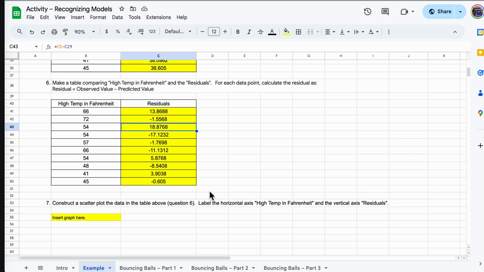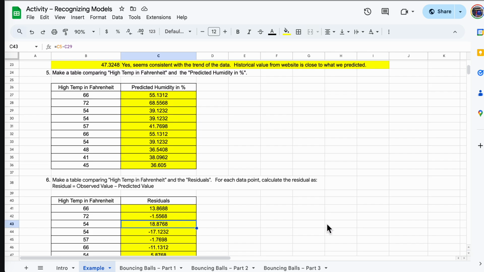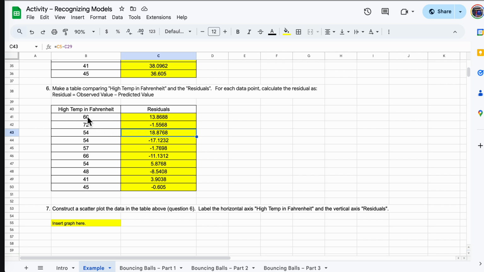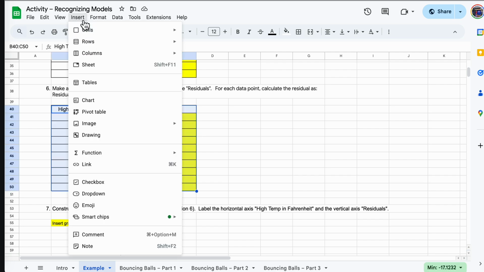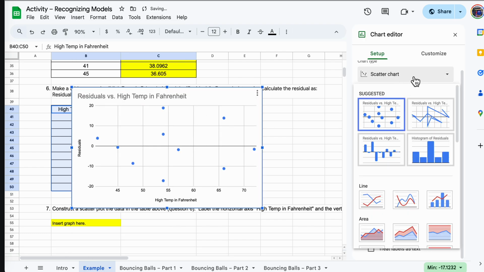All right. So what I want to do is construct a scatter plot to get an idea of whether or not this quadratic model, the degree 2 polynomial model, is correct. And we do this the same way we did the scatter plot before, except it's high temp versus residuals. So insert, chart, oh, I already have scatter chart, and it looks good.